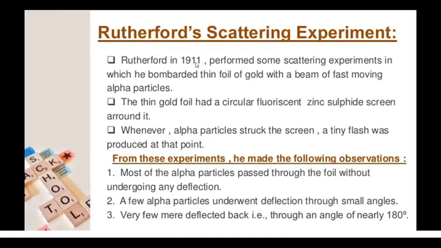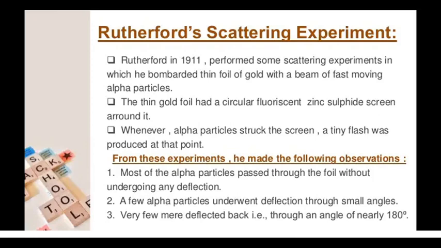Rutherford in 1911 performed some scattering experiments in which he bombarded a thin foil of gold with a beam of fast moving alpha particles. So he took fast moving alpha particles as his projectile and the target as a thin foil of gold. And this thin gold foil had a circular fluorescent zinc sulfide screen around it.